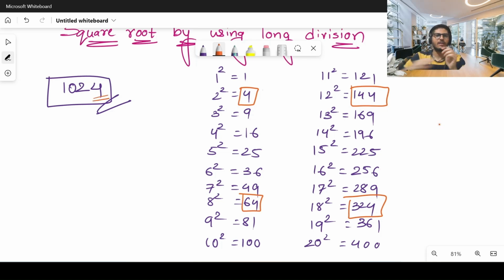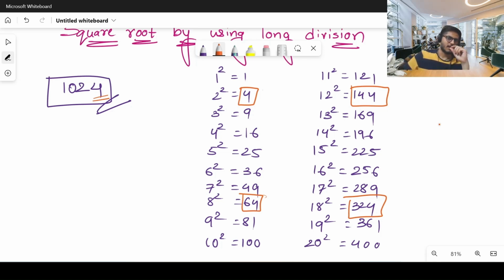Okay. Now let's look at them one by one. Here, number 4 is a perfect square. If I ask you what is the square root of 4, it's 2, right? Because whichever number we take the square of, the square root of the result is going to be that same number. For example, 2 square is 4, then the square root of 4 is 2, right? Similarly, the square root of 64 is 8. Here, the square root of 144 is 12 and the square root of 324 is 18.